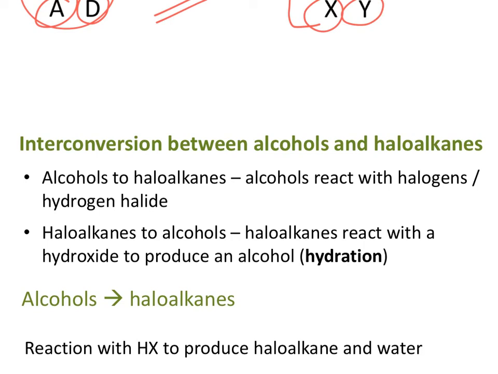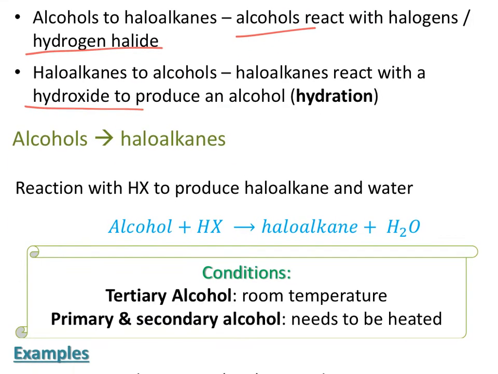So the first thing we're going to look at is the interconversion between alcohols and haloalkanes. The thing about this interconversion means that we can switch between the two. So we can go from an alcohol to a haloalkane if we react it with a hydrogen halide or a halogen. We can go from a haloalkane to an alcohol where we react it with a hydroxide. Now please be careful with what we call these, okay? It's a type of hydration. So let's look at how we get alcohols to become haloalkanes.